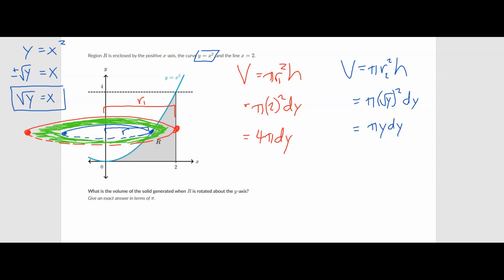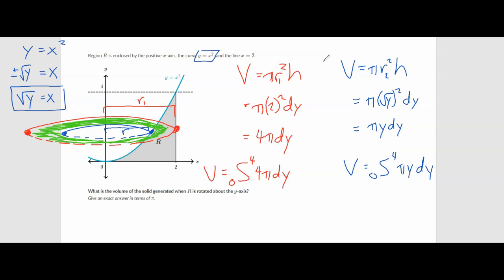So if I wanted to figure out the volume of the red cylinder, I would sum up all of the red disks. Here I'm going from 0 to 4 on the y-axis. So 4 pi dy. If I wanted the volume of that little upside down dome or the bowl, I'd be summing up all of the blue disks. Same interval, so 0 to 4, of pi y dy.